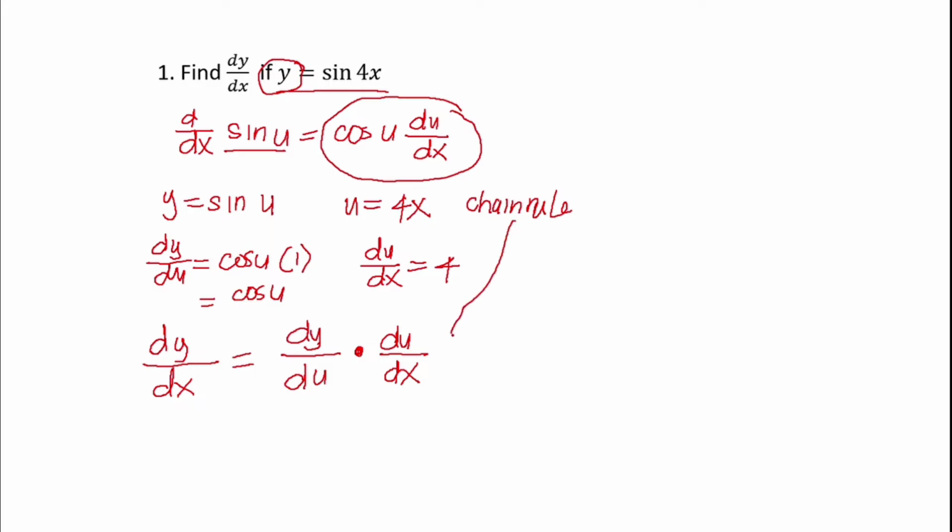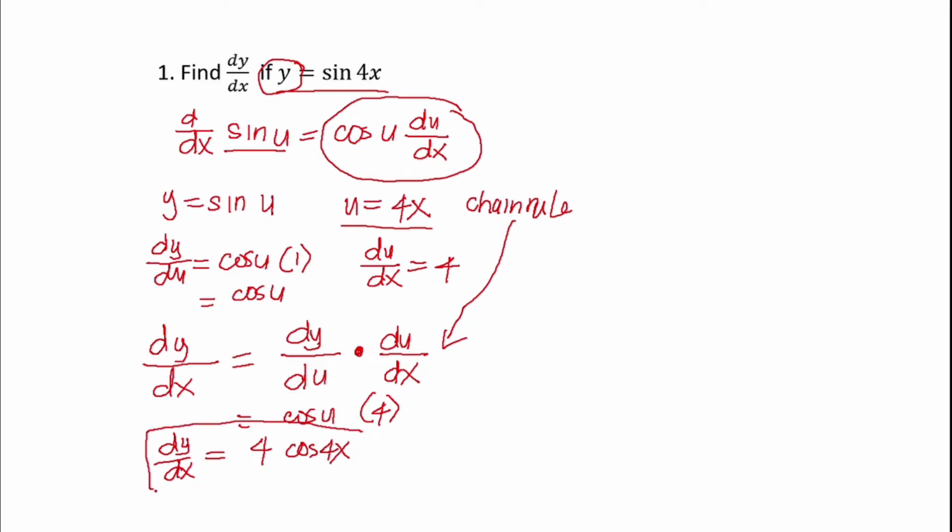So let's use the chain rule. Therefore, we could say that the derivative of y is equal to cos u times the derivative of u with respect to x, which is 4. So dy with respect to x is equal to, what is the value for our cos u? Our u is equal to 4x. So we are going to substitute the value. Therefore 4 cos, and the value for our u is 4x. So the derivative of y with respect to x is equal to 4 cos 4x. That is how we're going to find the derivative of trigonometric functions. Mostly it follows the chain rule. Okay, so that's all about number 1.